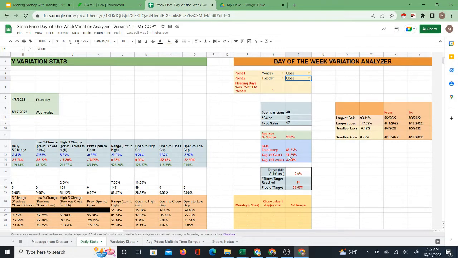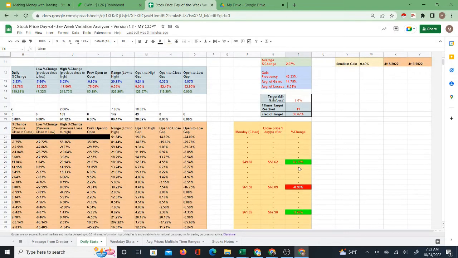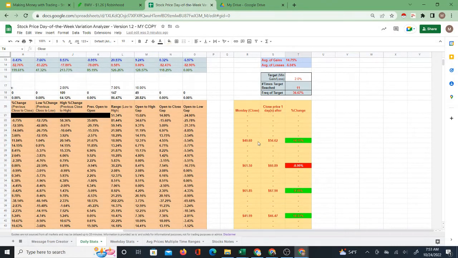How much did it gain on average when it did gain? 14.75% on average, which is large. And when it lost, when it went down from Monday's close to Tuesday's close, it was minus 6%. So that gives us a general idea. Don't worry about that target thing. Now, another thing I can do is scroll down and actually look at these Monday close prices. You see Monday close.